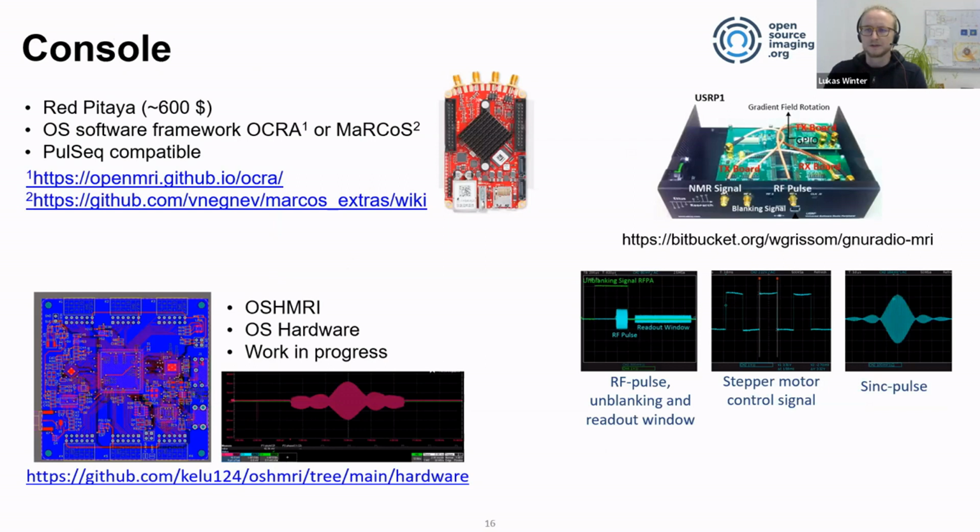So having the RF coils and having the gradient coils, then you need to somehow send the pulses or make the synchronization between the RF and the gradients. And for that, you need some console. And here there are several options. A nice thing is that you have so-called software-defined radios, which are actually used for a different purpose, but together with some open source software frameworks like Okra or Marcos, you can use them for MRI.